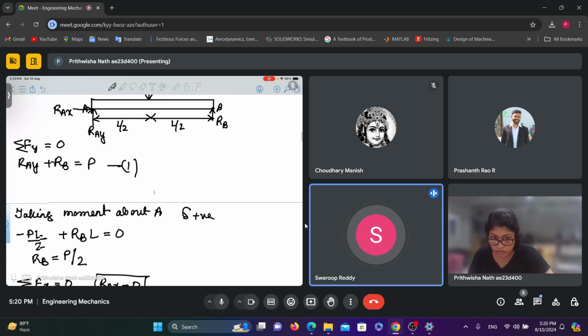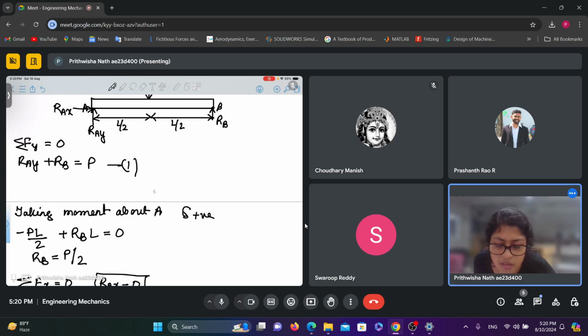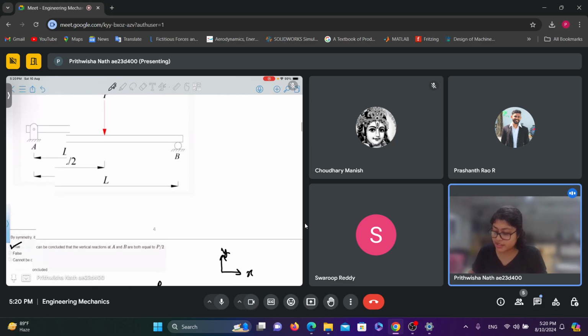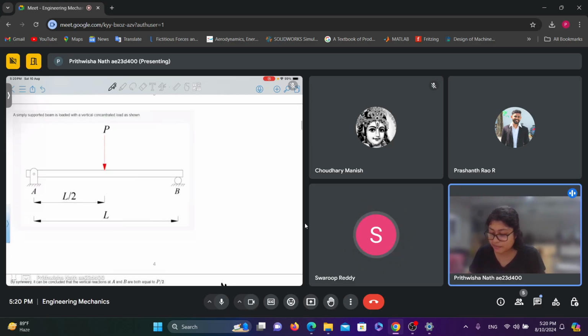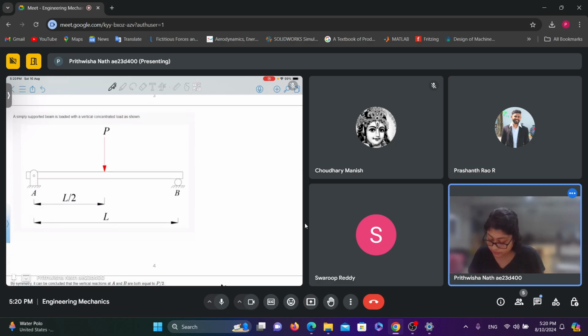Ma'am, in the horizontal direction, this beam will move, oscillate? No, why will it? It is fixed, right? It is supported by a roller joint in one direction and fixed at A by a pin joint.